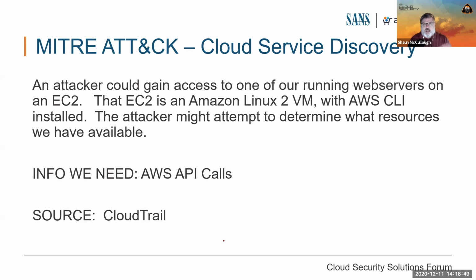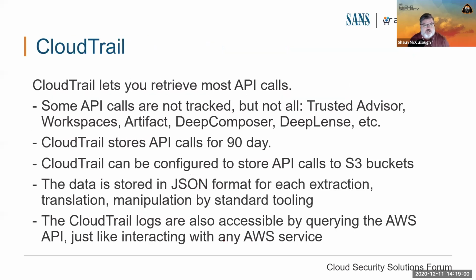All of those interactions are interacting with Amazon's control backplane, which means they're API calls. And those API calls are being tracked in AWS CloudTrail. The AWS CloudTrail service allows you, by default, to retrieve most API calls.